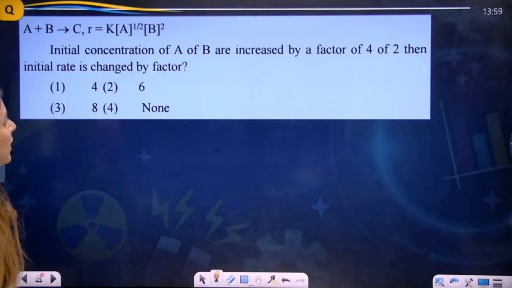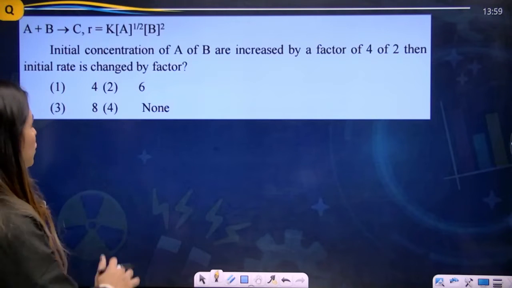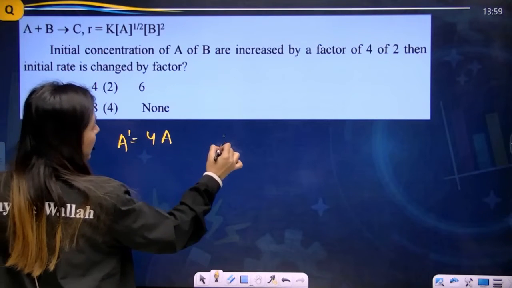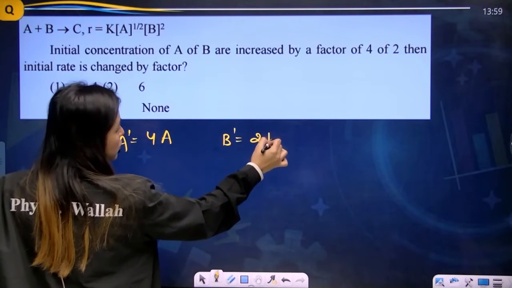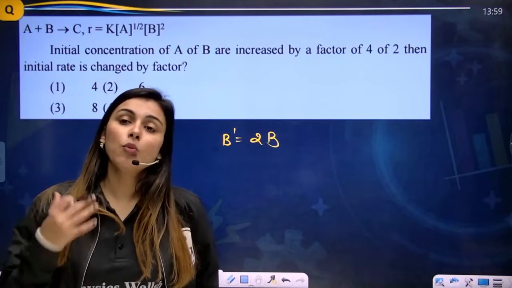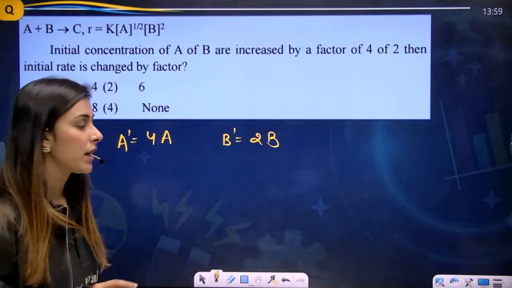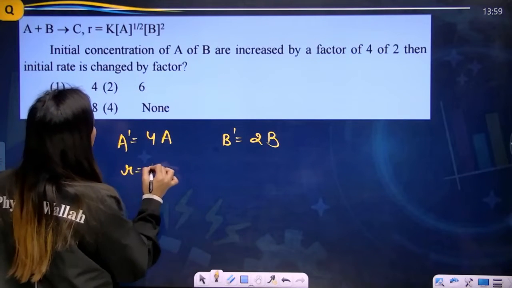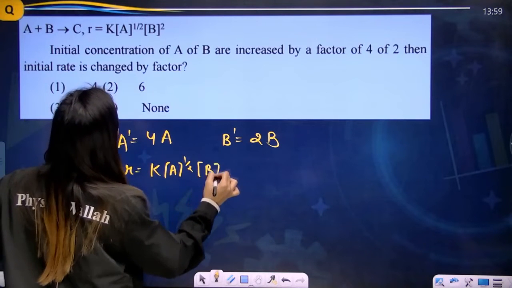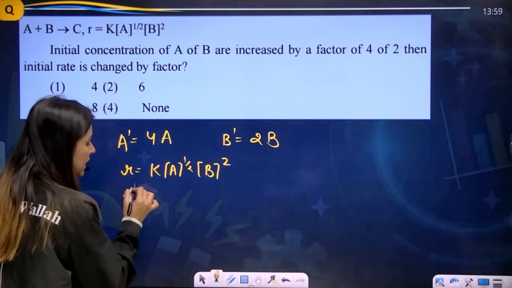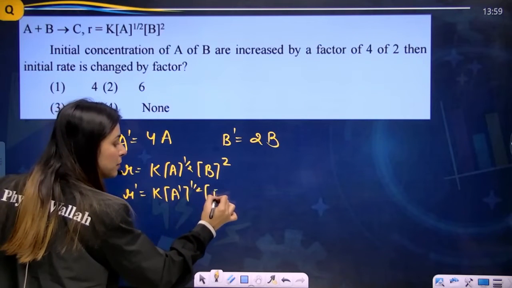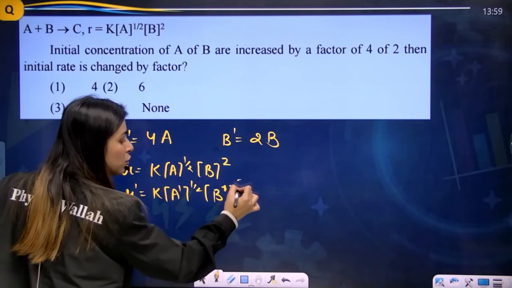Initial concentrations of A and B are increased by a factor of 4 and 2. So this means that your A dash concentration is 4 times A and your B dash concentration is 2 times B, and you are given the rate. You have to tell how many times the final rate is of the initial rate. So your initial rate would be R is equal to K, A power half and B power 2. R dash will be K, A dash power half and B dash power 2.